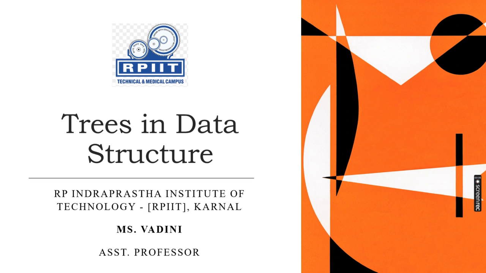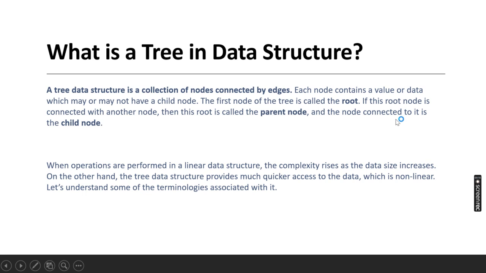Today we are going to learn about trees in data structure. The tree data structure is a collection of nodes connected by edges. Each node contains a value or data, which may or may not have a child node. The first node of the tree is called the root.